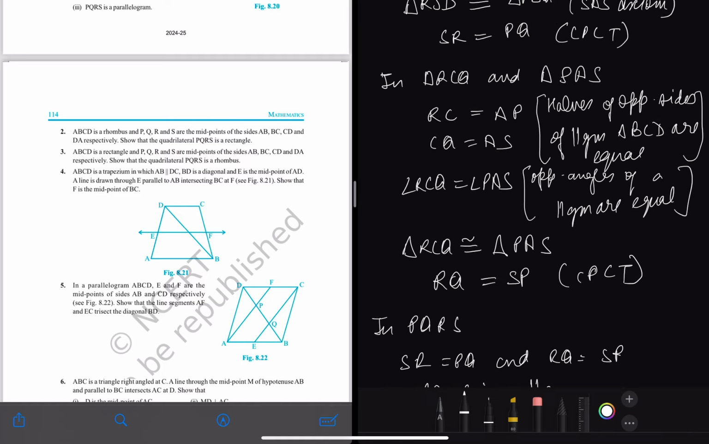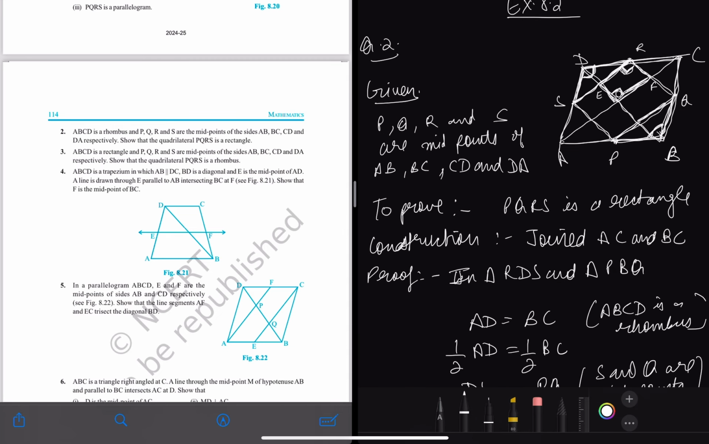So how did we do it? First we knew that this angle is 90 degrees because diagonals of a rhombus intersect at 90 degrees, and since we proved that OFRE is a parallelogram, opposite angles will be equal, hence angle ERF is also 90 degrees. Since angle ERF is part of PQRS, we have proved that it is a rectangle because at least one angle is 90 degrees.